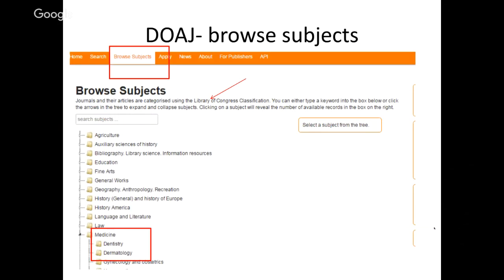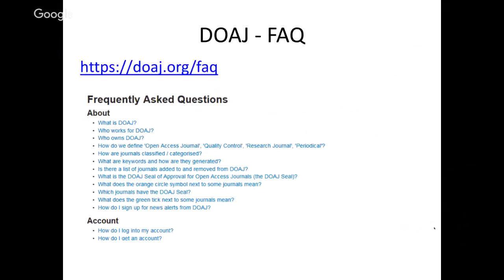So this is the browse subjects that I showed earlier. Now I would also like to highlight the DOAJ FAQ. I find the FAQ to be very effective. When you first look at DOAJ, you may have many questions about it. How does it get funded? Who are the members of DOAJ? Many things like how do I sign up for news alerts? And there may be many questions. I think the FAQ provides answers to all of them. These are updated continuously by the people who work at DOAJ. So do take a look at the FAQ whenever you have the time.